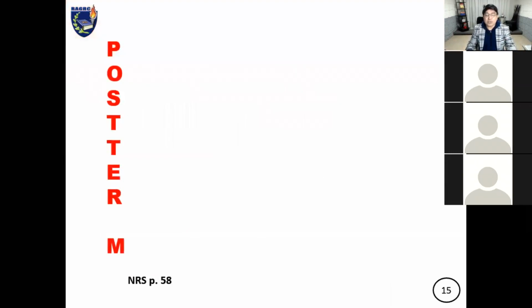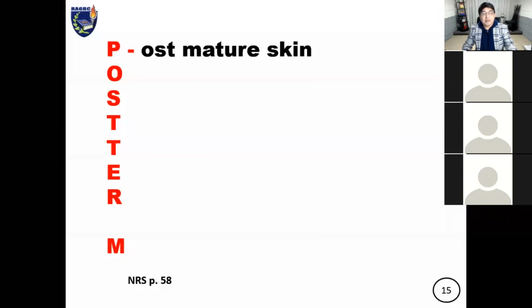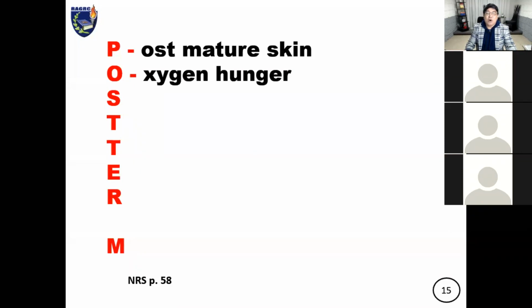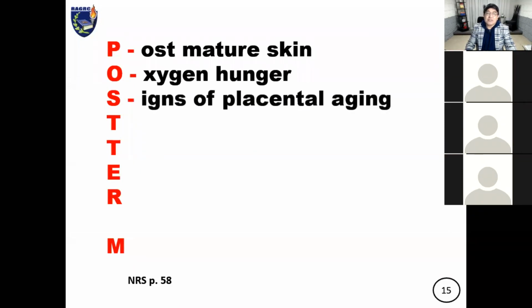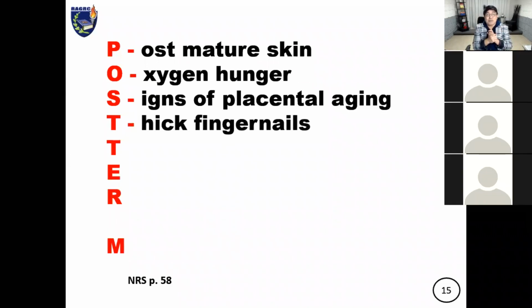Now, what about post-term babies? If we're going to differentiate them from preterm, for preterms you have thin, pinkish skin. For the post-term, you have post-mature skin. It's a little thick, and they usually have oxygen hunger. Then you will have signs of placental aging, like difficulty in breathing. The fingernails are thick. Well, that is expected in a post-term baby.